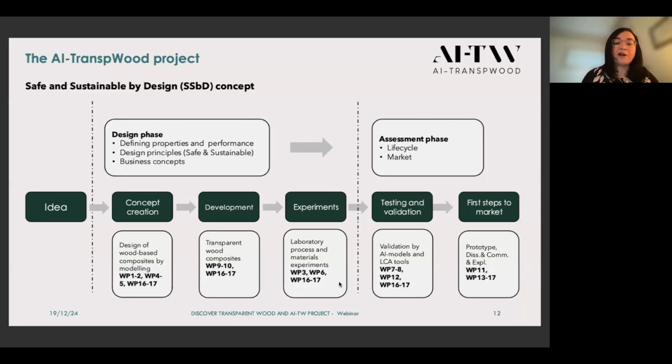And then we will go from testing and validation to first steps to the market, prototypes, demo cases, and then dissemination, communication, exploitation.